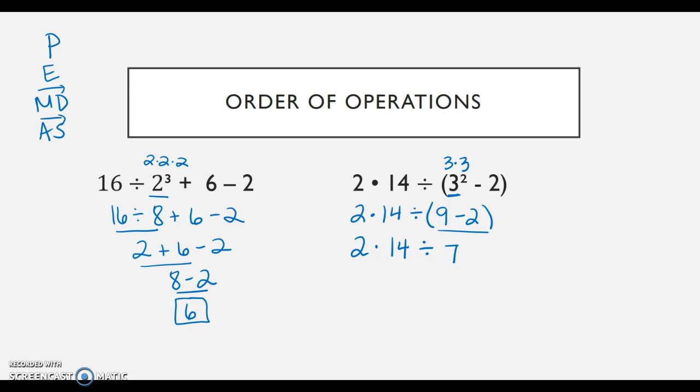And here now we're just left with multiplying and dividing. So we have to go from left to right. And when I look at this problem left to right, multiplication comes first. So we've got 2 multiplied by 4, which gives us 28. Drop down my divided by 7. Here, our division, 28 divided by 7, leaves us with an answer of 4.